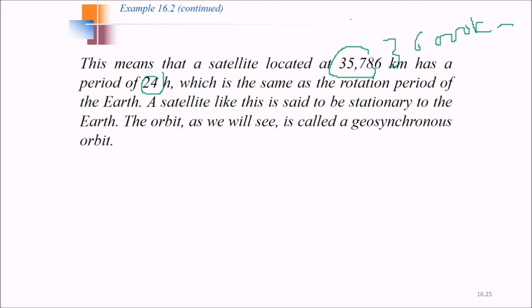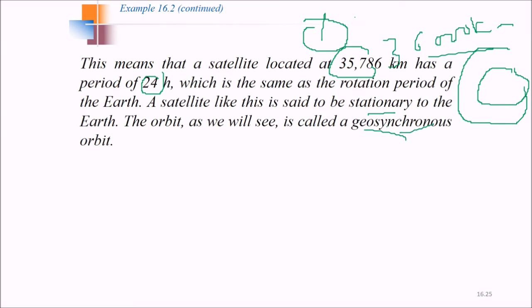What is 24 hours? That means the same time, similar time as the rotation period of the Earth. Earth rotates on its axis completely in 24 hours. So 24 hours, that is equal to 36,000 roughly. So a satellite like this is said to be stationary to the Earth always, because the period of revolution of Earth is equal to the period of revolution of the satellite. So a satellite like this is said to be stationary to the Earth, and the orbit we'll call geosynchronous orbit. It synchronizes with geo, that means Earth.